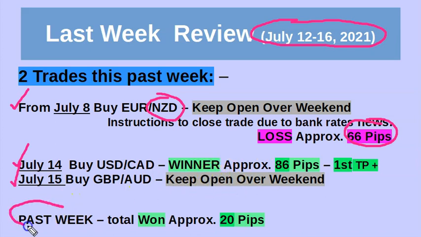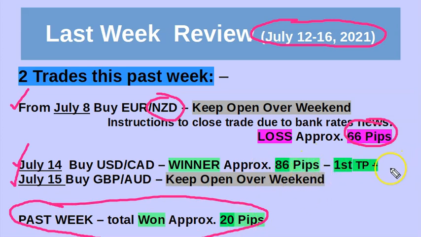And in total, over the past week, guys, you can see here, so far we won approximately 20 pips. When you take the win here of 86 pips, and that's so far, I believe price will still go higher than this. When you take the loss, 66 pips, from the win here, we end up with 20 pips. So still a winning week. And that's the main thing.